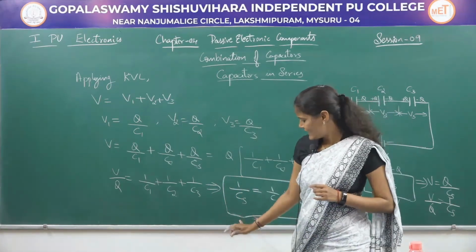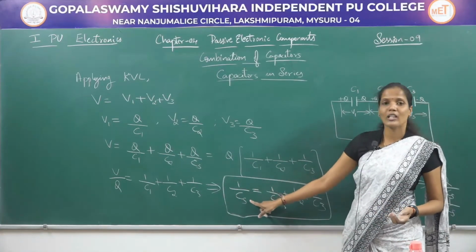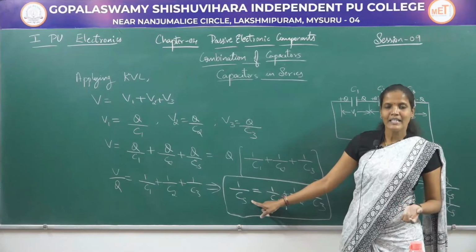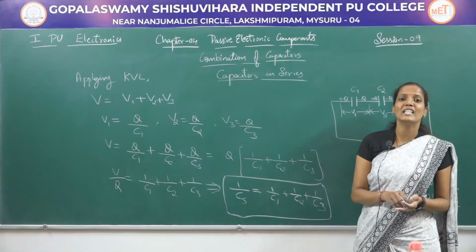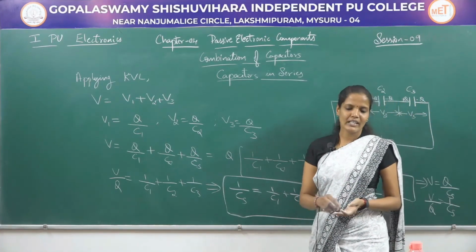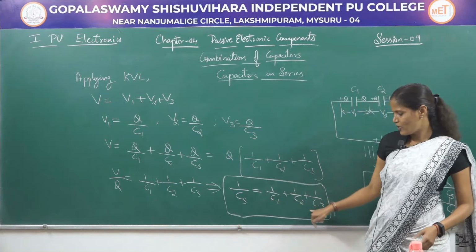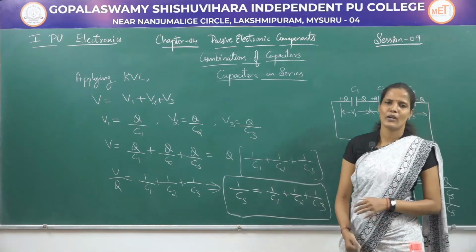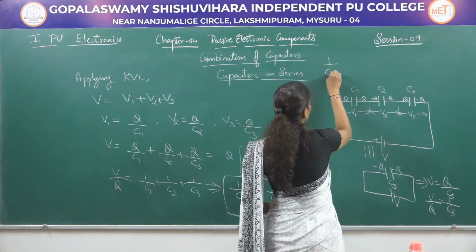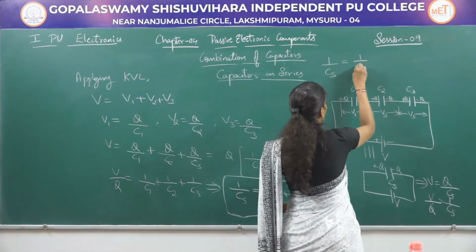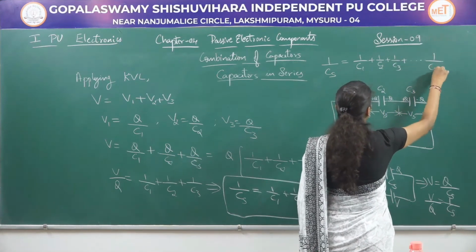So looking into this final expression, we can easily tell that the reciprocal of the effective capacitance value of capacitors connected in series will be equal to the sum of the reciprocals of the individual capacitances. So whenever there are capacitors connected in series, we can easily find the effective capacitance using this formula. If I have n capacitors connected in series, then 1 divided by Cs equals 1 by C1 plus 1 by C2 plus 1 by C3 plus so on up to 1 divided by Cn.